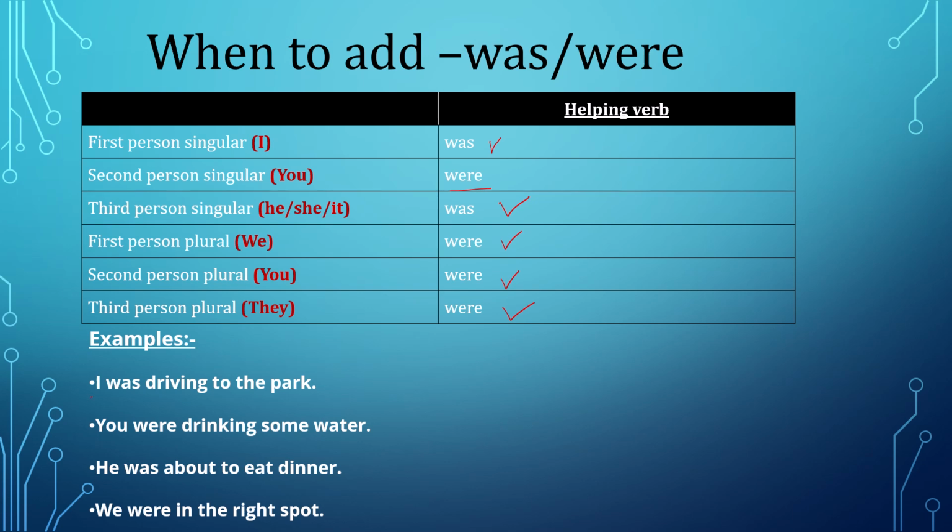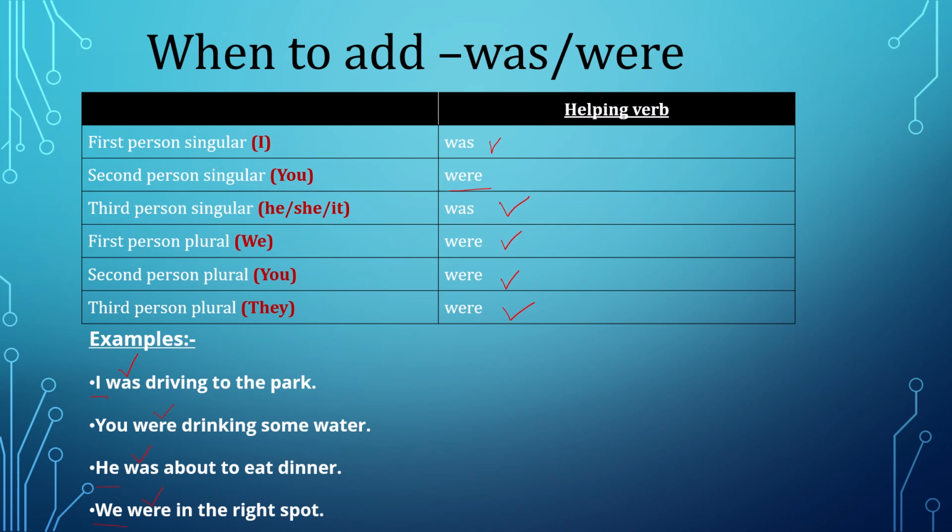For example, I was driving to the park. I is the first person singular, and we will add was. You were drinking some water. You is the second person singular, then we will add were. He was about to eat dinner. Third person singular, and we will add was. We were in the right spot. First person plural, and we will add were.